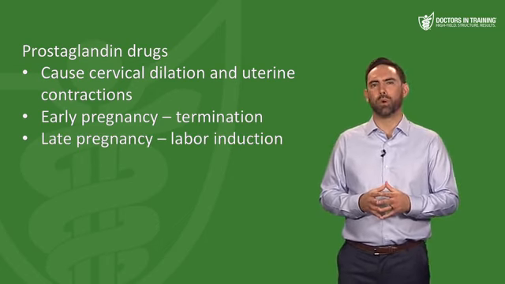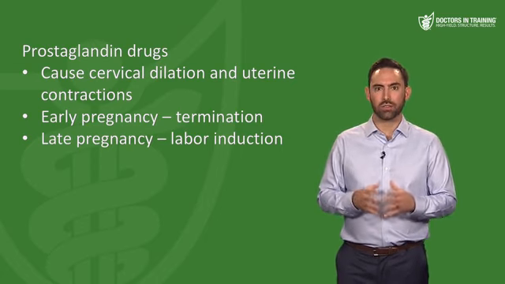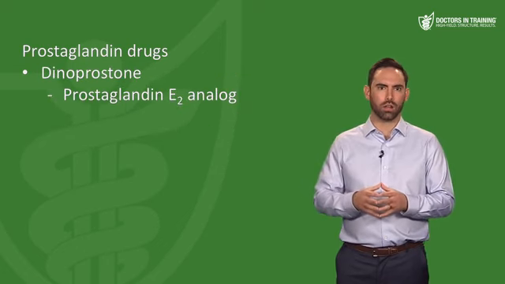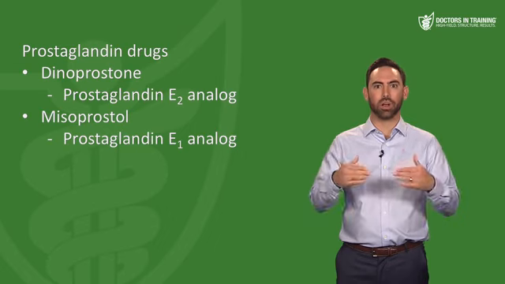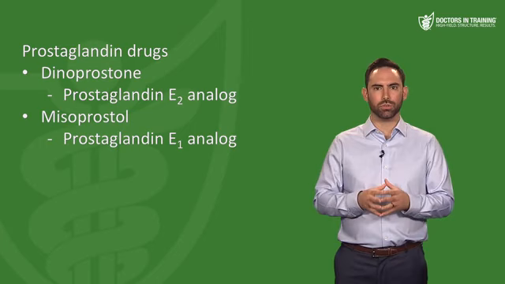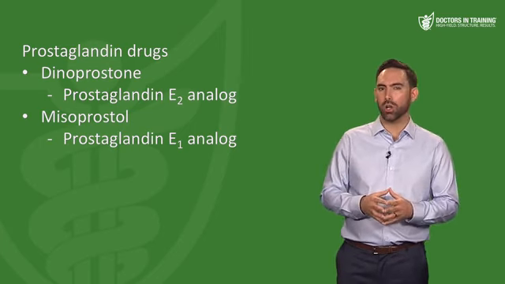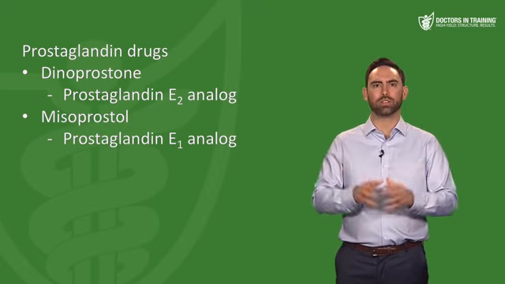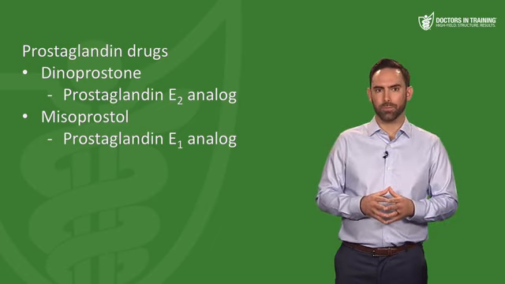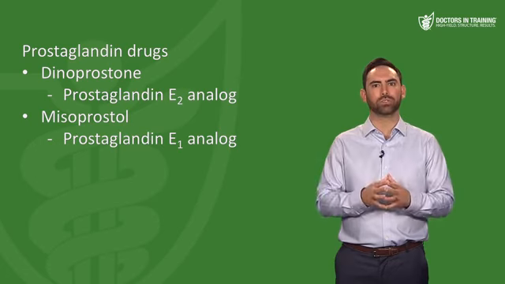There are a bunch of different ones available, but I think the two you should know are misoprostol and dinoprostone. Dinoprostone is a prostaglandin E2 analog, and misoprostol is a prostaglandin E1 analog. Misoprostol is also used to prevent peptic ulcers in people taking NSAIDs, and it can also be used to keep patent ductus arteriosus open.